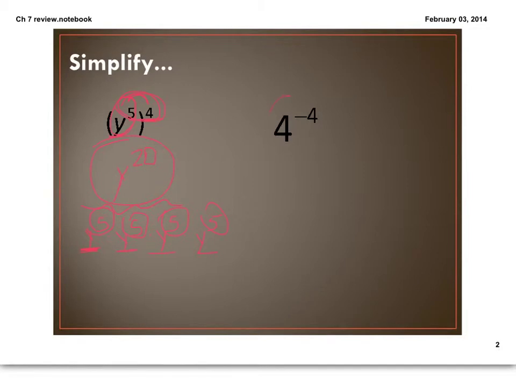Here's an example of where we need to deal with reciprocals. Remember, this negative does not mean -4. It means I want the reciprocal of the base. So another way to write this would be 4 to the 4th over 1. So now I want the reciprocal of that, which would be 1 over 4 to the 4th power. And that would be good if we just left it like this, but 4 to the 4th power, we can also evaluate that. So 4 to the 4th power is 4 times 4 times 4 times 4, which is 256.